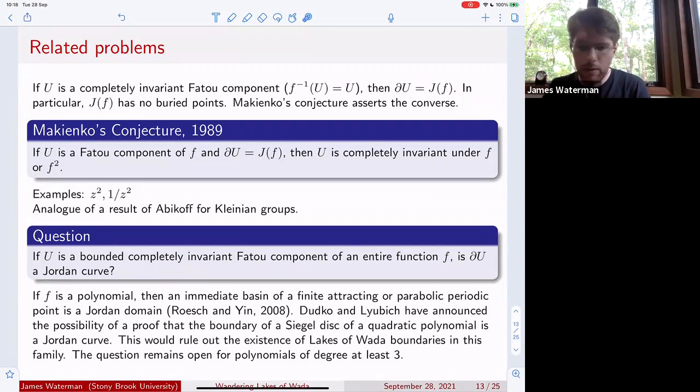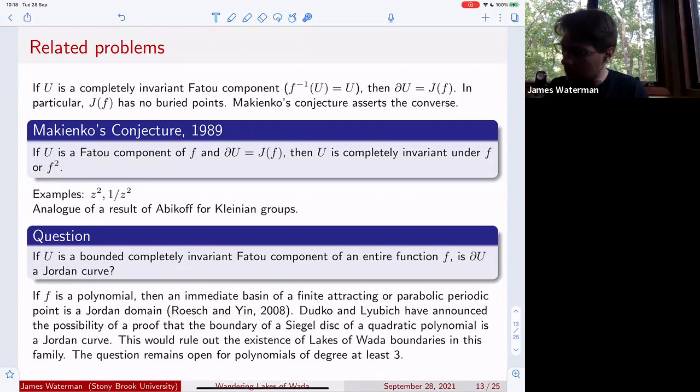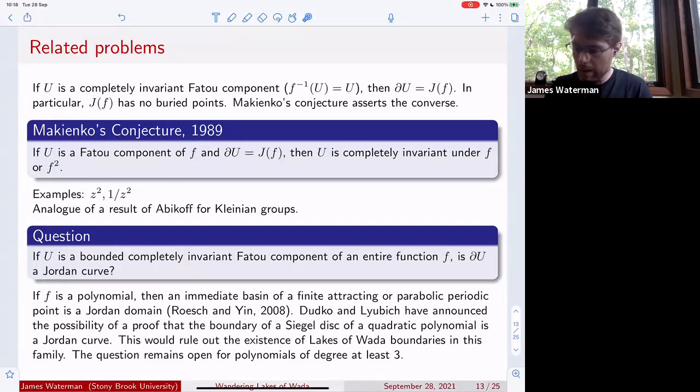If the function f that we're looking at is a polynomial, then it's known by results of Roche and Yin that if we have an immediate basin of a finite attracting or parabolic periodic point, then it's going to be a Jordan domain. And also, Dudko and Ljubic have announced the possibility of a proof that the boundary of a Siegel disk of a quadratic polynomial is in fact a Jordan curve.